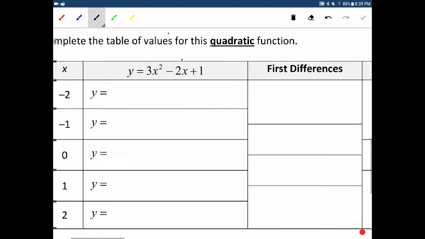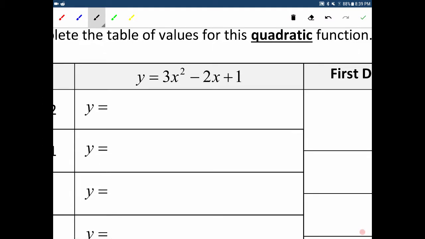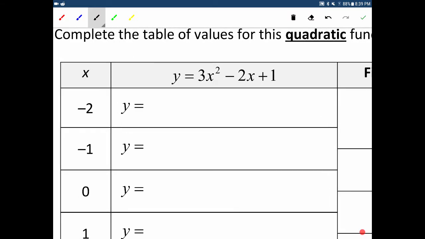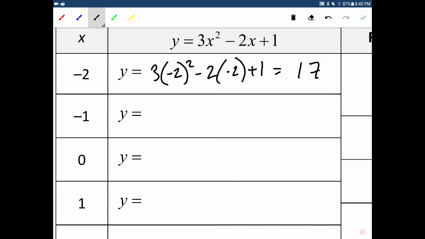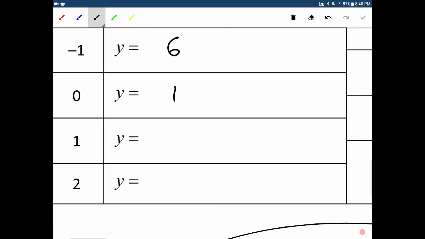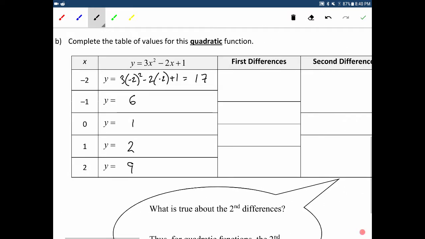If we do a quadratic, again, we'll just start with doing our table of values here. So we sub in our -2, times 2 times -2 plus 1. And that is going to give us 17. If you don't believe me, you're welcome to try it out on your own. But then we're going to go through the rest of them. And I'm just going to cheat a little bit because I have already done these. So I'm going to say that one's 6, this one's 1, this one's a 2, and this one is a 9. So now what we're going to do is we're going to do our first differences.